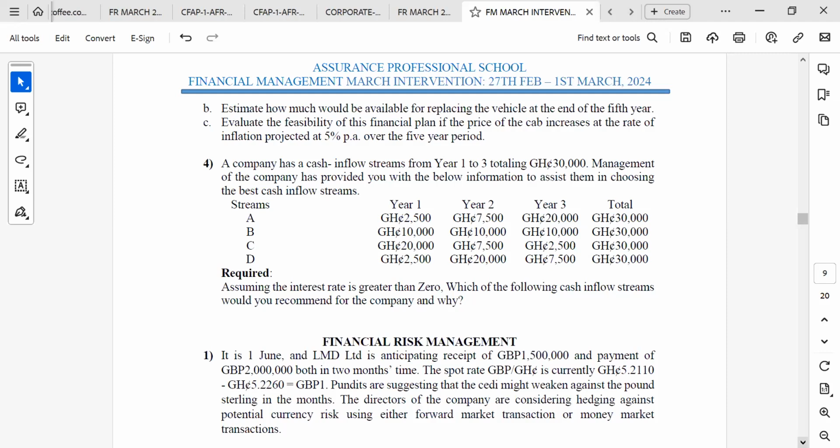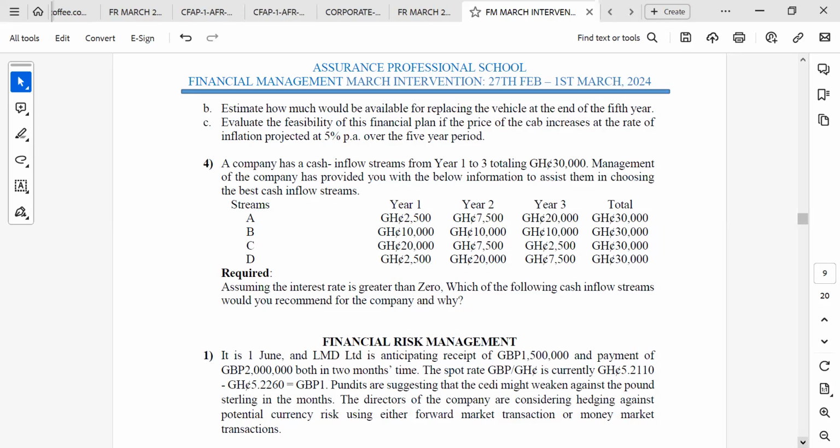Okay. The question says that assume that the interest rate is greater than 0. A company has cash flow streams from year 1 to year 3, totaling 30,000. Management of the company has provided you with the below information to assist them in choosing the best cash inflow streams. So when are you going to tell them that they should do this? It is now, isn't it? Yeah, you'll be advising them now.